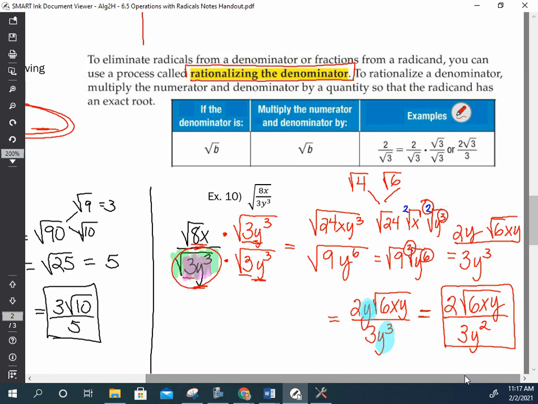Why is it y squared? You have 1y at the top, you have 3 of them at the bottom. And those drop out, you still have 2 left over. That's why it's y squared.